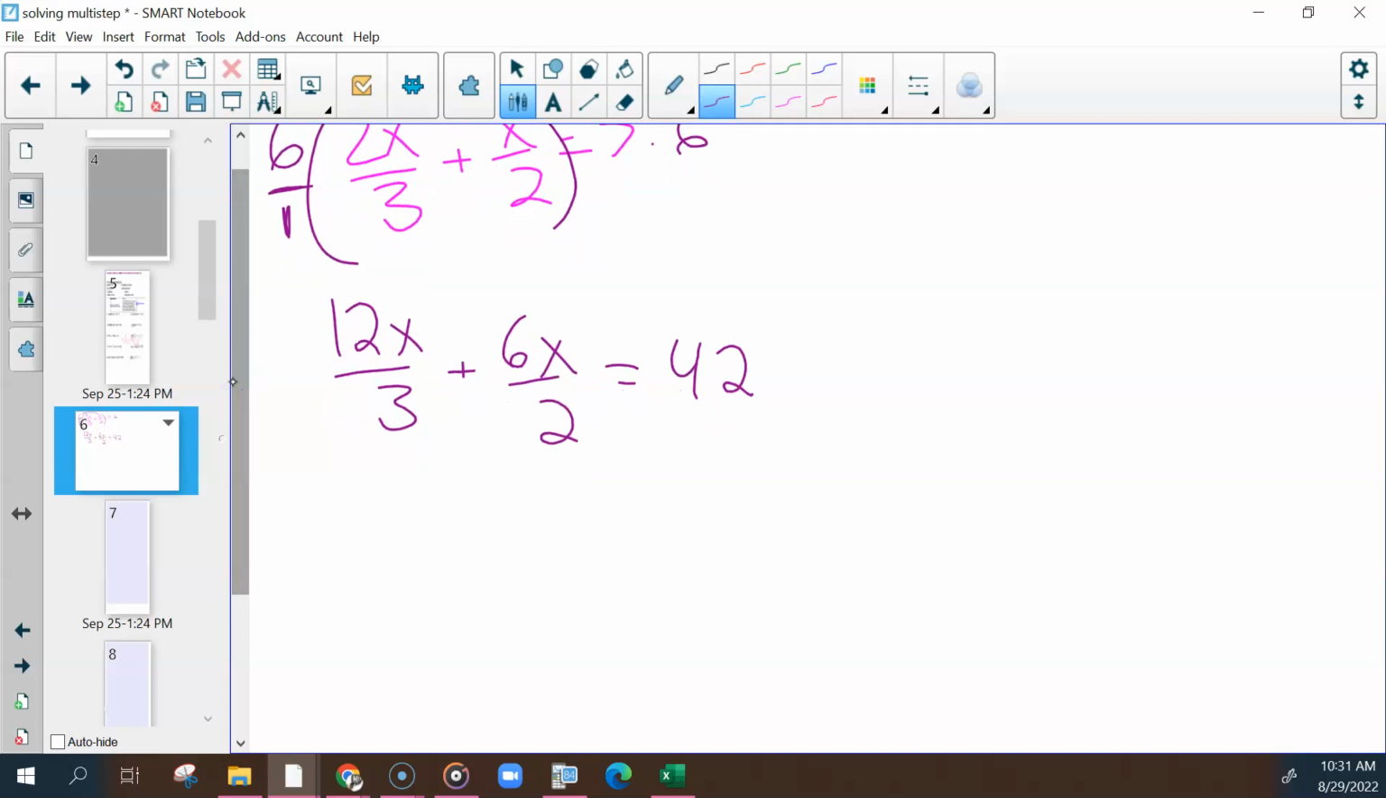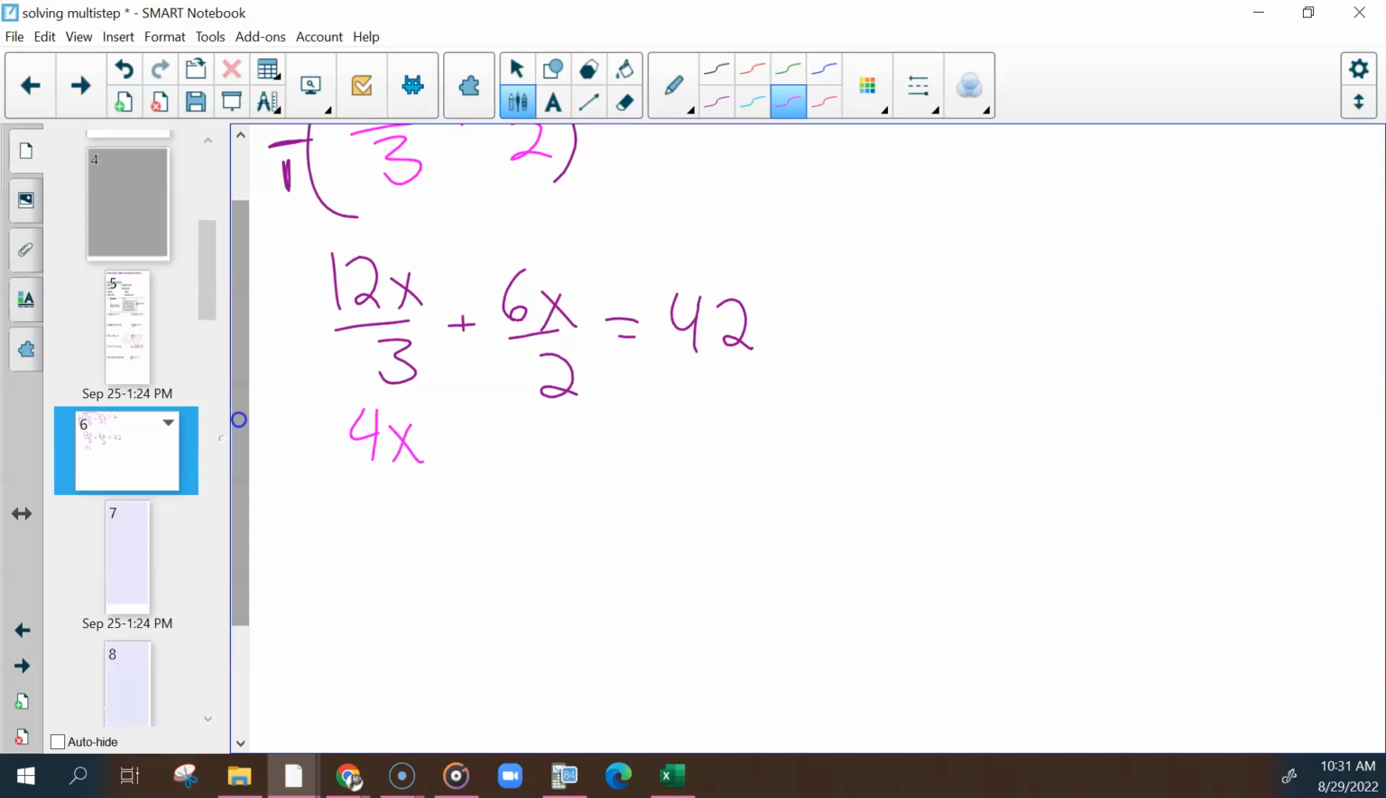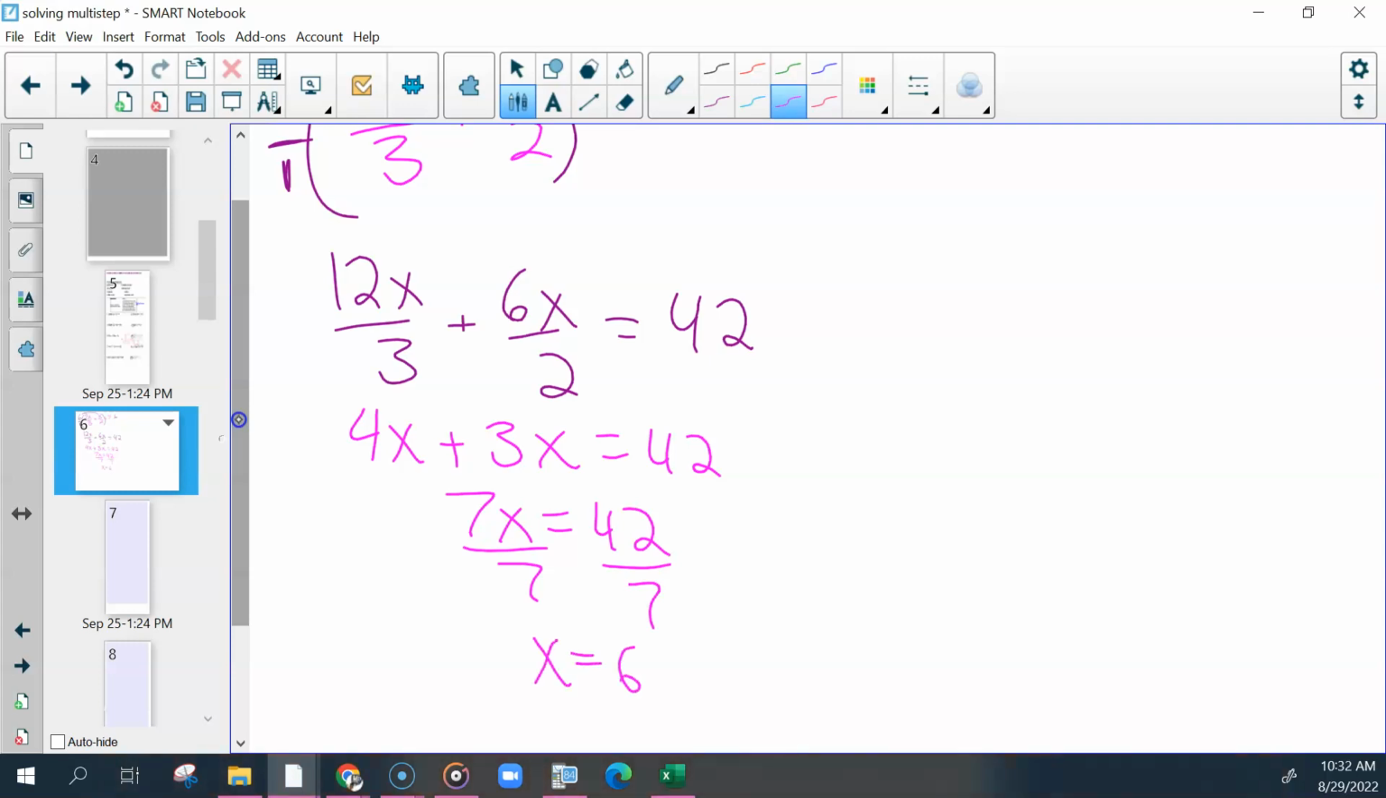We can simplify both of these. 12 divided by 3 would give us 4x, and 6 divided by 2 would give us 3x. So now all of our fractions are gone. And we can just work this problem out. Combine your like terms and solve for x by dividing. We still get the same answer, just a different way.